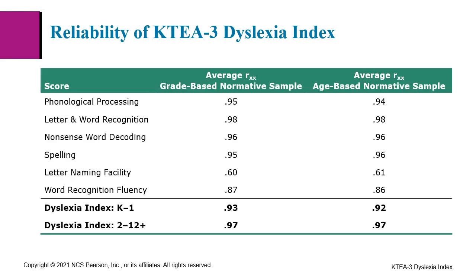The subtest and composite reliabilities by age are very similar in level and pattern to those for the corresponding grades. The average internal consistency reliability coefficients are presented here for the grade-based normative sample and for the age-based normative sample. Reliabilities for the KTEA-3 Dyslexia Index are excellent at every grade level and age, with reliabilities trending slightly higher for the Dyslexia Index for grades 2 and higher relative to the Dyslexia Index for kindergarten and first grade.